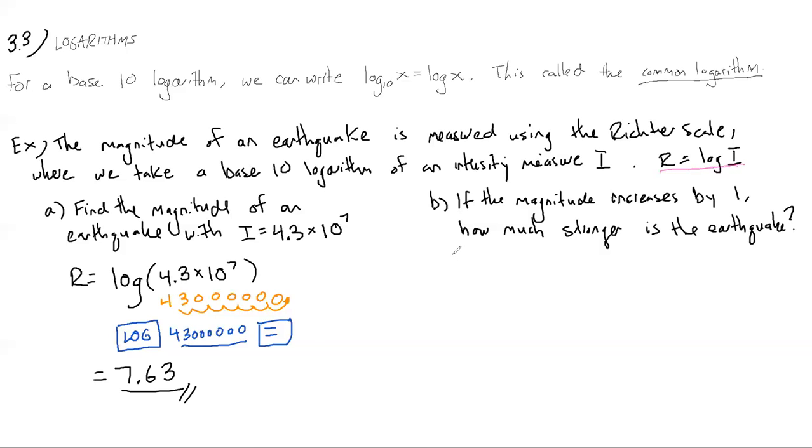So let's see what happens if I set up a table. So I'm going to have my magnitudes of R on the left. So let's say we start with 1, 2, 3, 4, 5, 6 and see what happens. And then what I need to do is get my I from that. And so we'll have to do a bit of a calculation there, but we can figure that out.